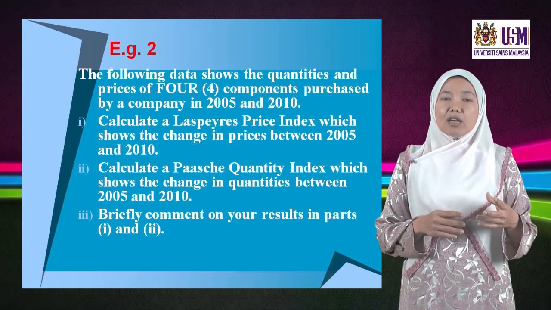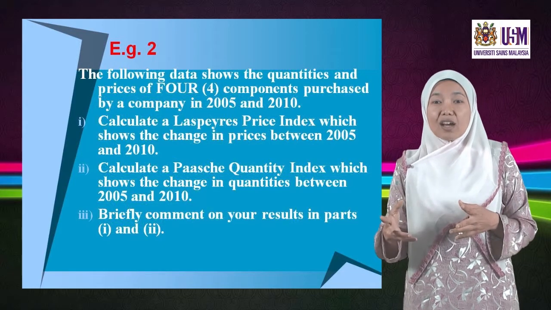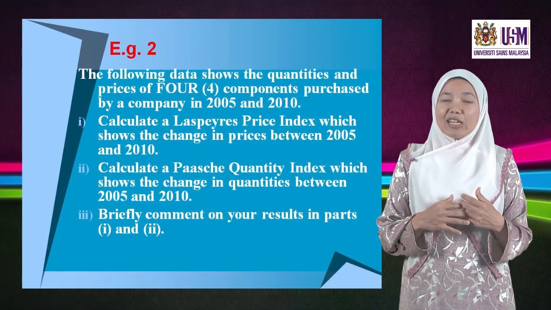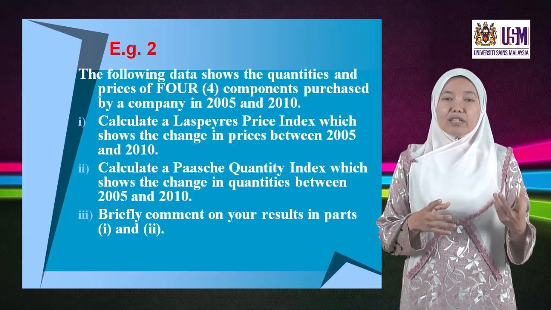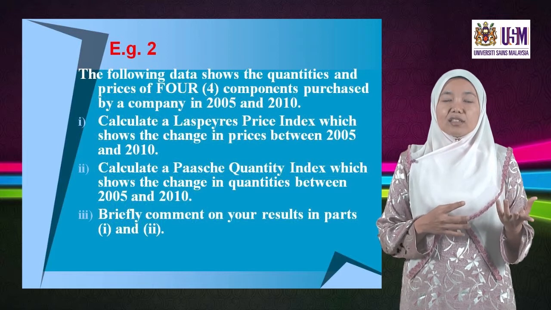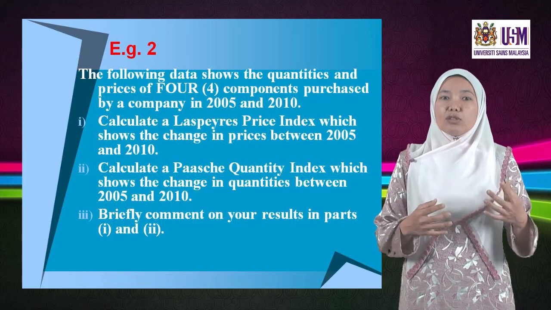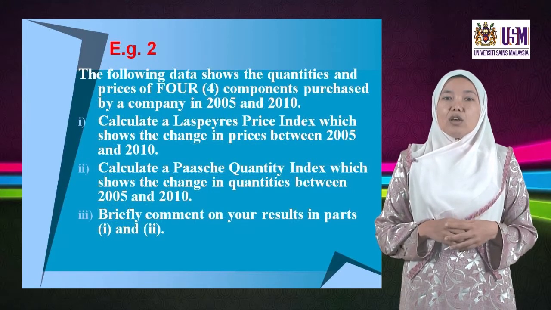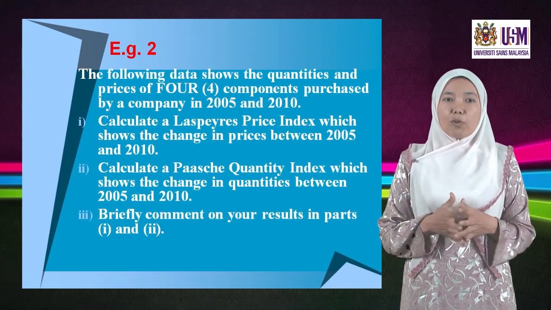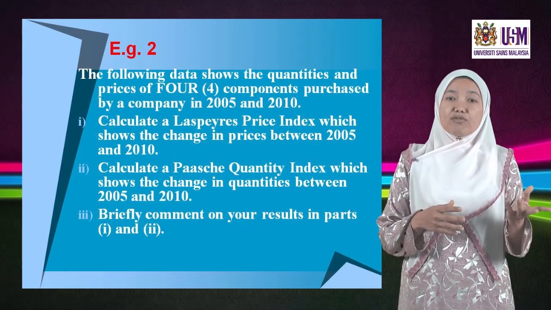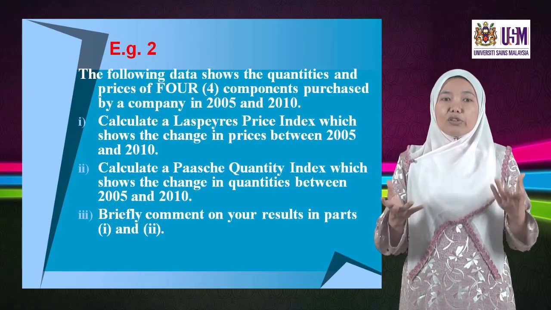Here we're talking about indexes not only for the CPI at the macroeconomic level, but also used in microeconomics. If you are, for example, the production manager in one plant or one company, you want to know the overall changes in price and quantity. So if we take four different components and measure the changes from 2005 to 2010, what are we going to see?